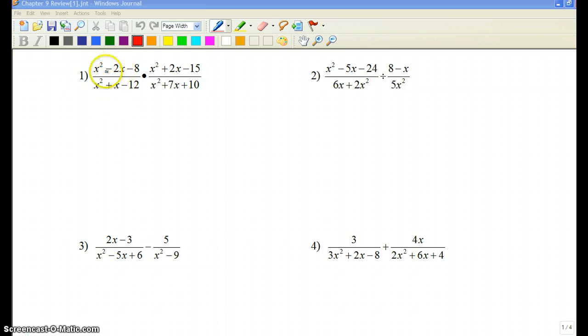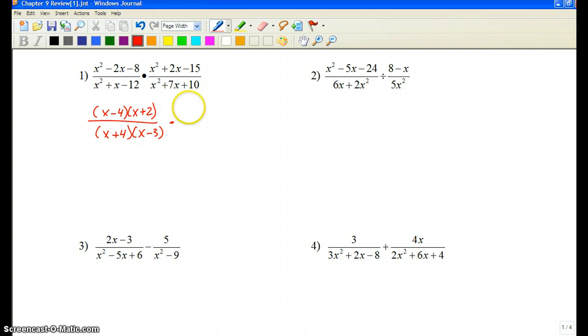Here we go. First, since this is multiplying, we have to factor all four of the polynomials here so that we can see which common factors we can reduce. First polynomial is going to factor as x minus 4 times x plus 2. Bottom left is going to factor as x plus 4, x minus 3. Second one. Top right is going to be x plus 5, x minus 3, and then bottom right here is going to be x plus 5 times x plus 2.